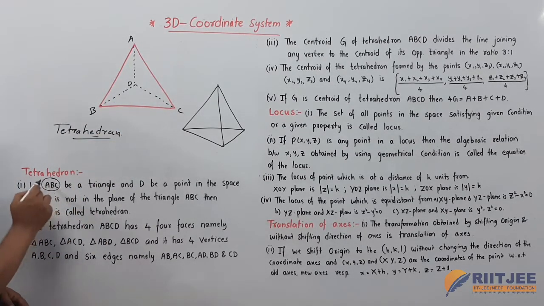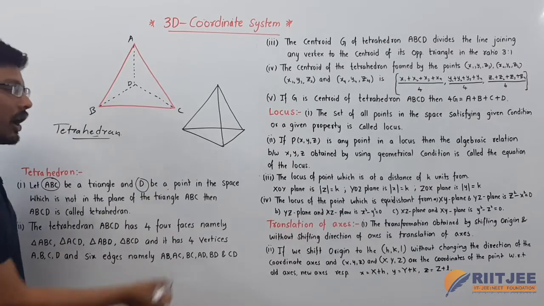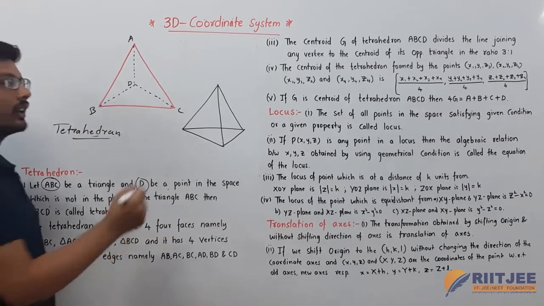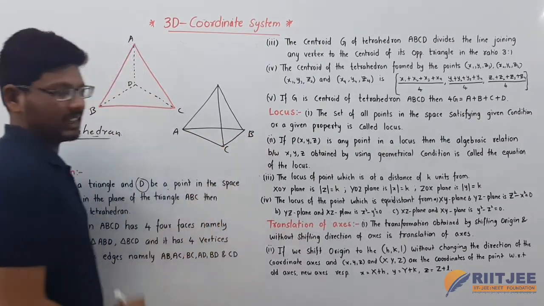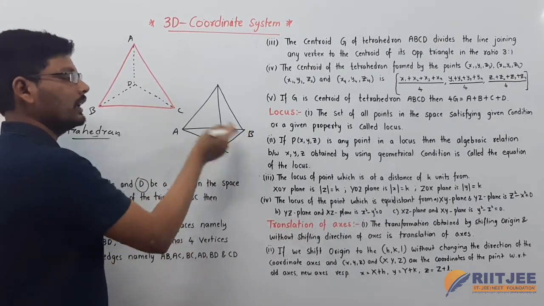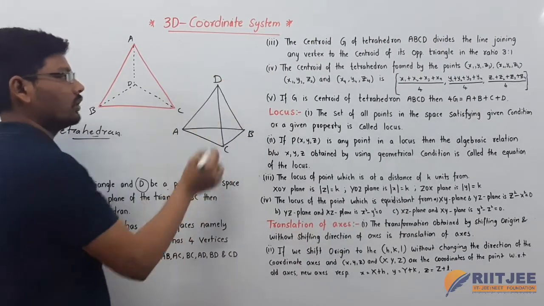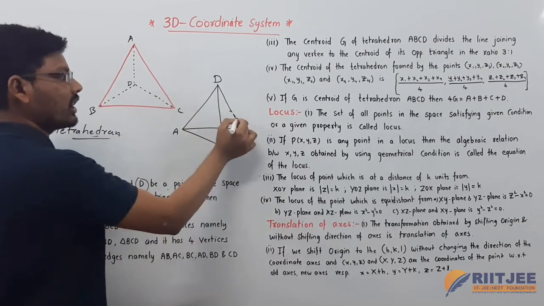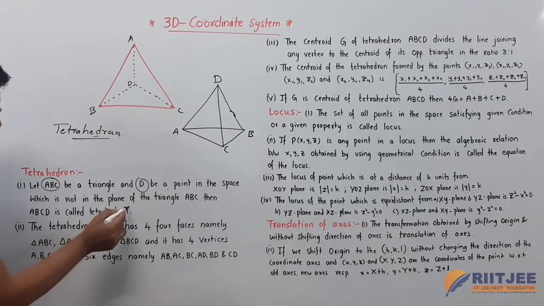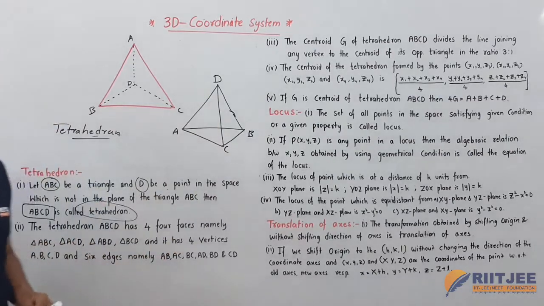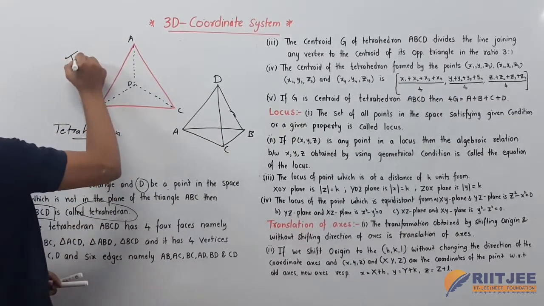Let ABC be a triangle and D be a point in the space which is not in the plane of the triangle. Then ABCD is a tetrahedron. Here ABC is a triangle and D is a point not on the plane of triangle ABC, so it is in the space. So the joining of all the points gives the tetrahedron. Then the figure ABCD is nothing but a tetrahedron.